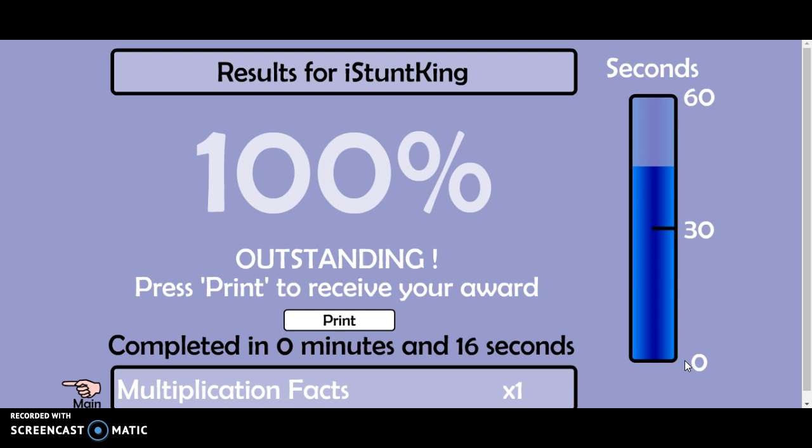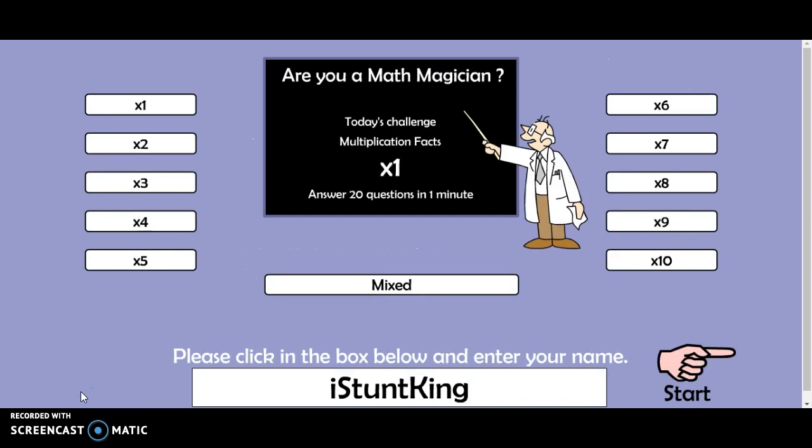You can go on this website and it's called Math Magician. Just write Math Magician, and then click the first link that comes up, and you will see this. Also, you can print your score out. Now what we are going to do is learn the times 2 table.